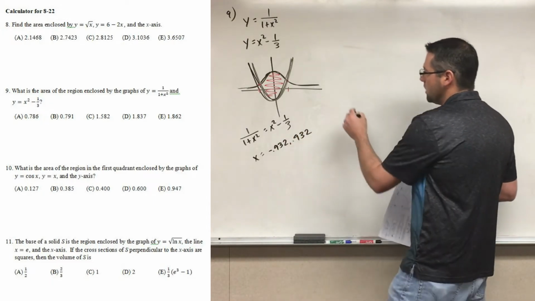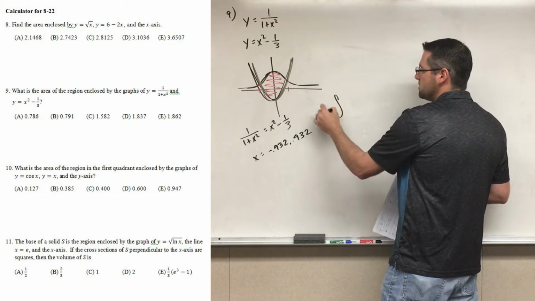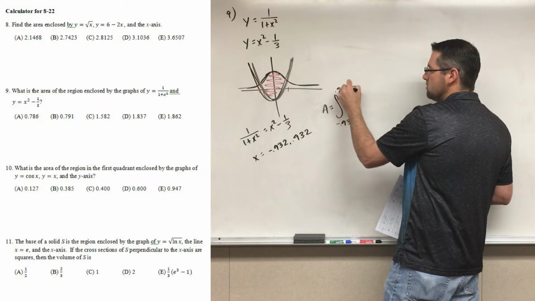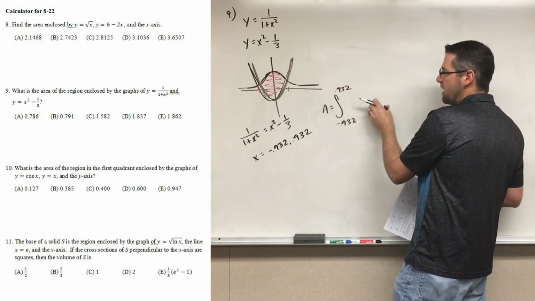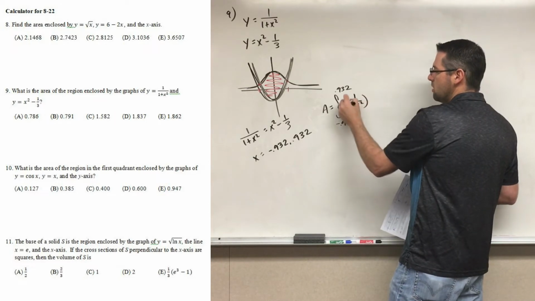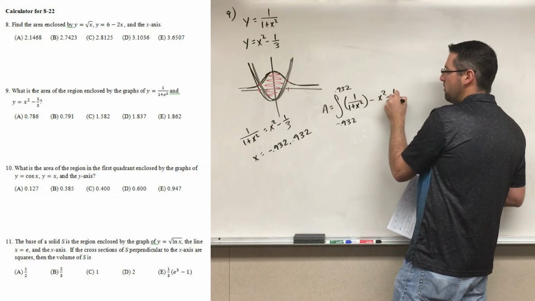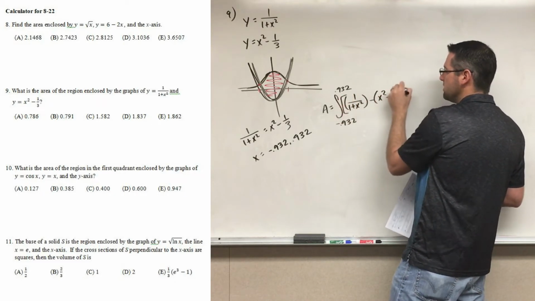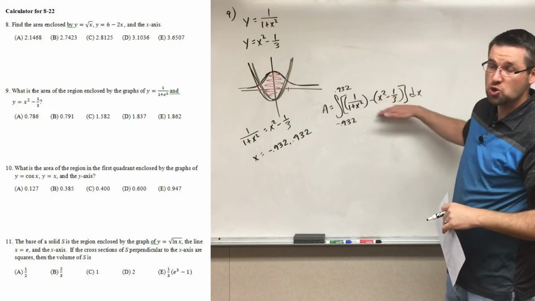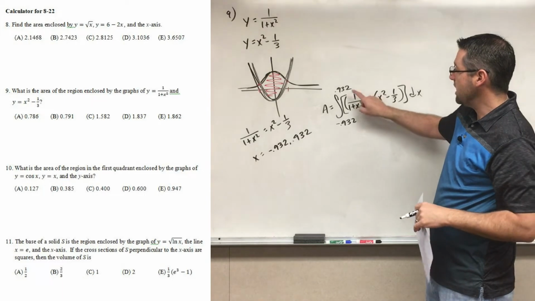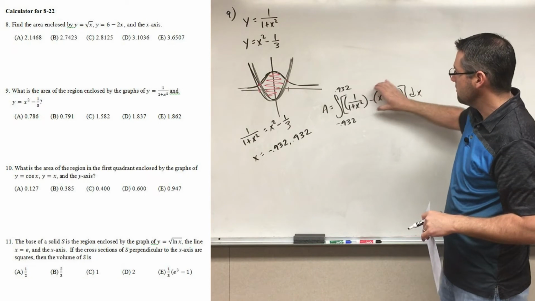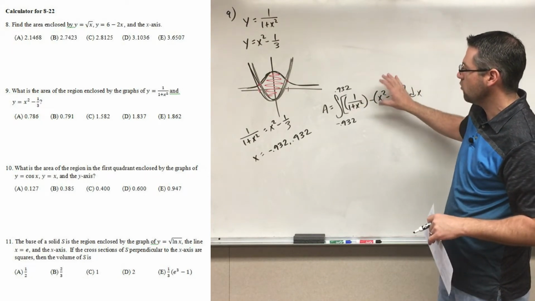And so when we set up the equation for the area, we would say area equals the integral from negative 0.932 to 0.932 of the upper curve minus the lower curve. So it's going to be of 1 over 1 plus x squared minus x squared minus 1/3. Do not forget your parentheses, and then dx. All right, keeping in mind that this is true as long as this first guy is always the upper curve, and in this case it is. So since this is always the upper curve and this is always the lower curve, this expression will be correct.